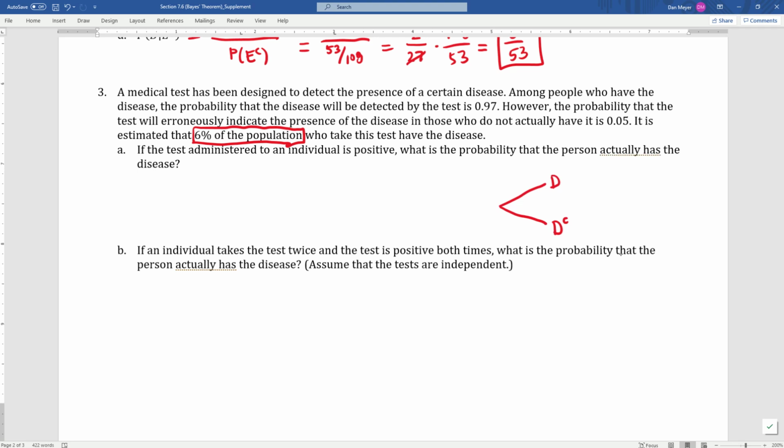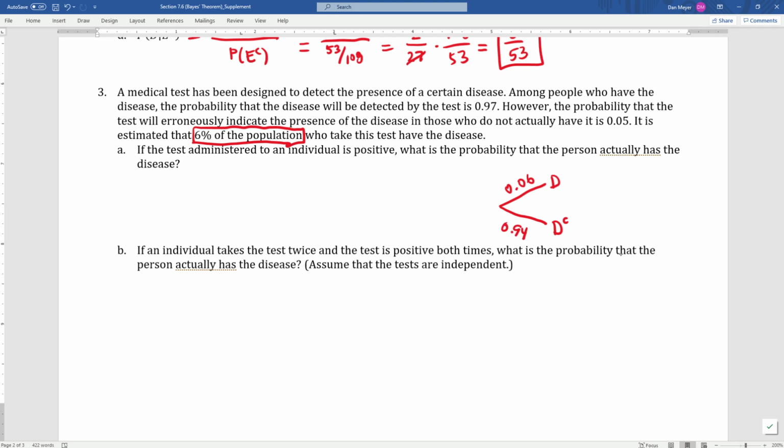And when it says 6% of the population had the disease, that means there's a 0.06 probability that the person taking the test has the disease. And that leaves a 0.94 probability that they don't.